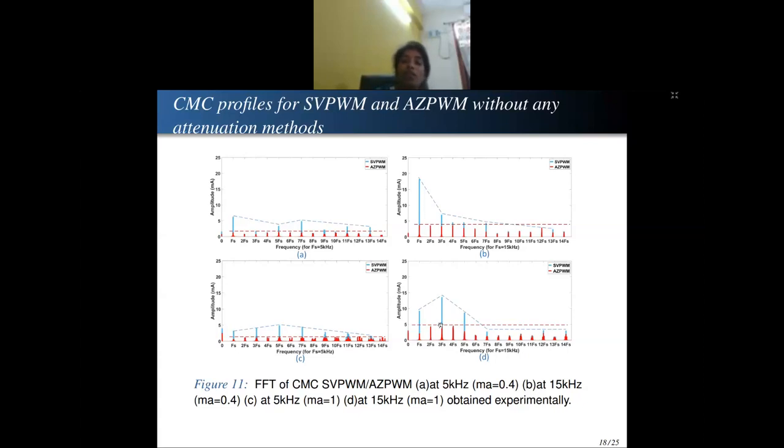And using this, we have reduced the filter size. Filter size in the sense that the attenuation requirement at switching frequency multiples would be different for SVPWM and different for AZPWM. So either you can reduce the attenuation stages required, the filter stages required, or you can change the cutoff frequency and further reduce the size of the component. This is the benefit. We have done work on this as the first work for EMI mitigation filter solution, size reduction.